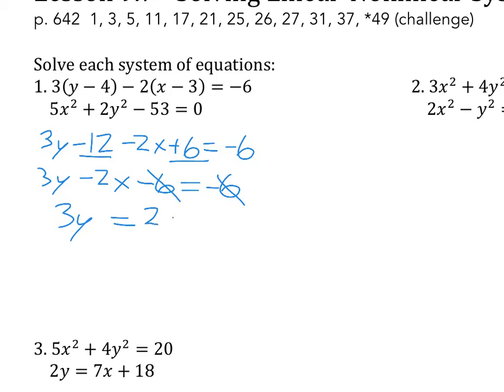Then I'm going to add the 2x to the other side. And now I want to solve for either y or x. It doesn't matter, so I'll just solve for y. Y equals 2/3 x. And so now I take this value and I plug it in for y in the other equation. Don't plug it into the same equation, because then you'll get something like negative 6 equals negative 6. If you plug it into the same equation, the variables will cancel out. Okay, so plugging in 2/3 x for y.